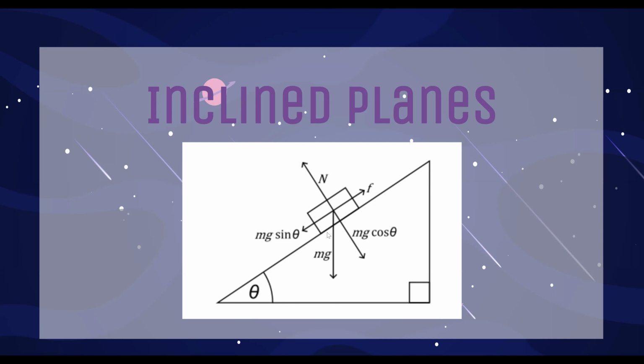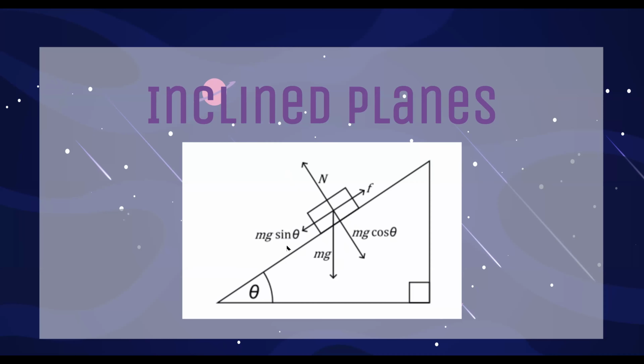Remember last time I said that if a block is on an incline, the normal force is less than the force of gravity. The reason is because you have this cosine theta. In math, cosine theta is usually less than 1, and if you're multiplying something by a number less than 1, you're decreasing its value. That's why the normal force is always less than the force of gravity on an incline.